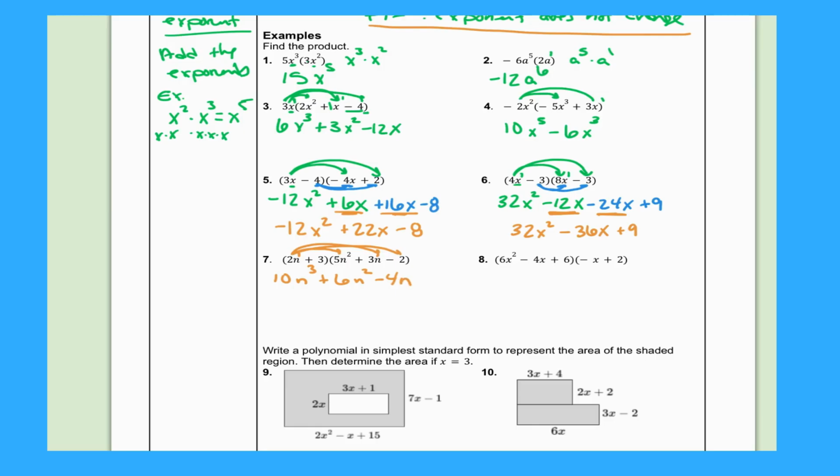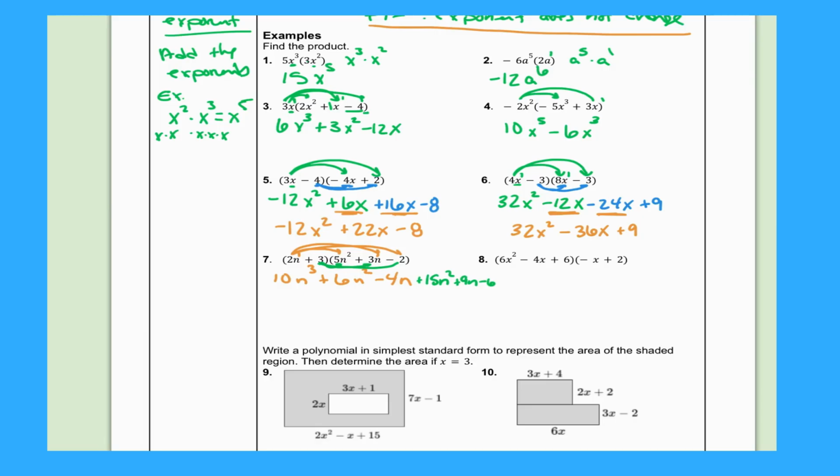And then we're going to distribute the second term. So the 3 times everything. 3 times 5n squared is going to be 15n squared. And then 3 times 3n is 9n. And 3 times negative 2 is negative 6. And I've got a couple different like terms here.